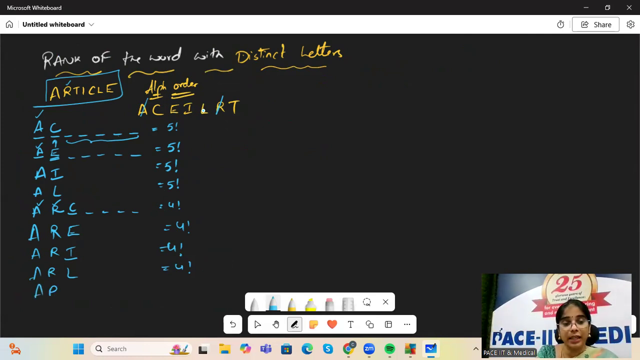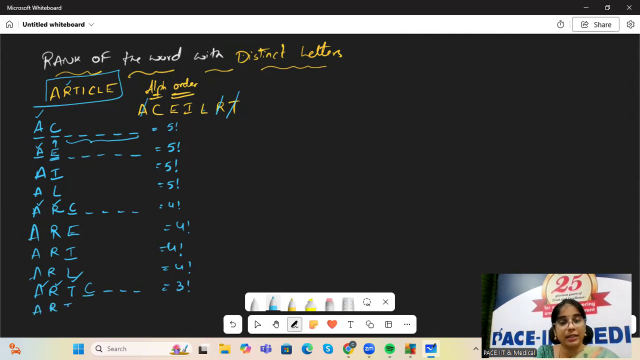Now comes ART. I do want this, right? So I want this. ART is what I want. Remove that. Open the space for the next position. Now again starts with C. ARTC, which I don't want. I am left with how many gaps here? I think 3 gaps, right? So hence it is 3 factorial ways.